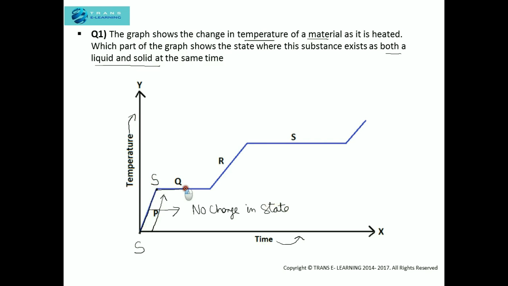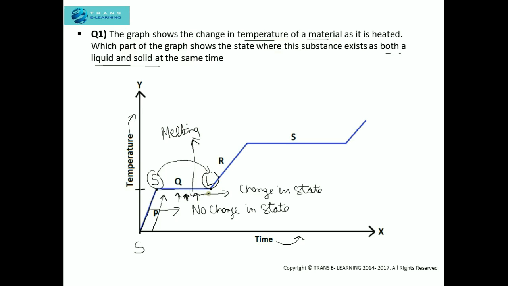As you can see here, this is a horizontal line, which represents that there is no change in the temperature. So there is only change in state. This horizontal line represents change in state on heating. As the heat is supplied, the solid will change into liquid, and at this point we'll be having the liquid state. The process of changing a solid into liquid on heating is known as melting.